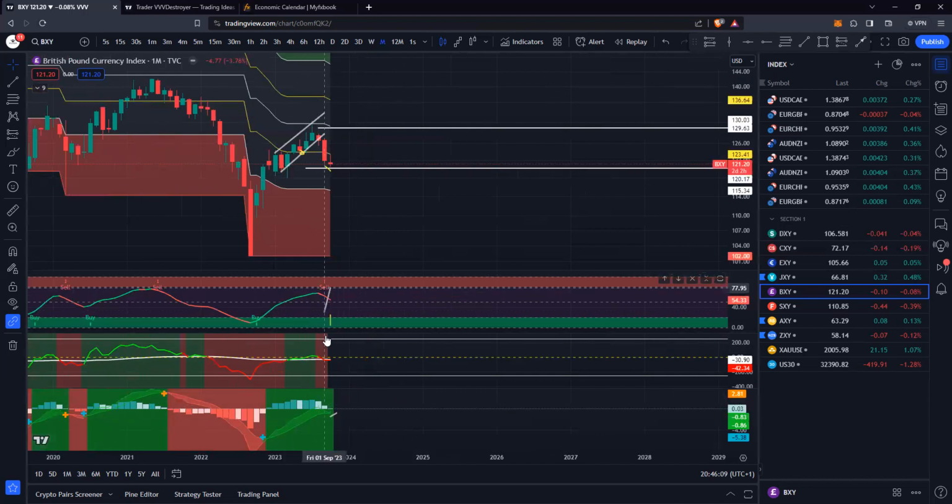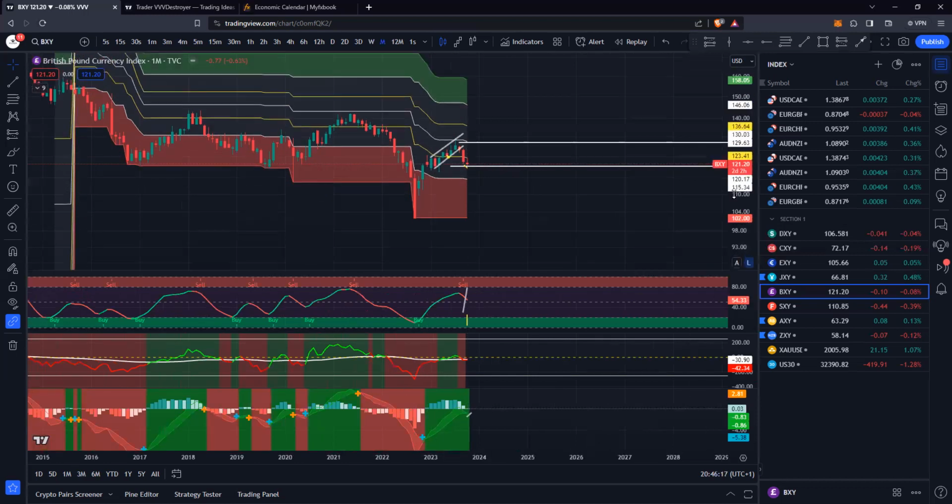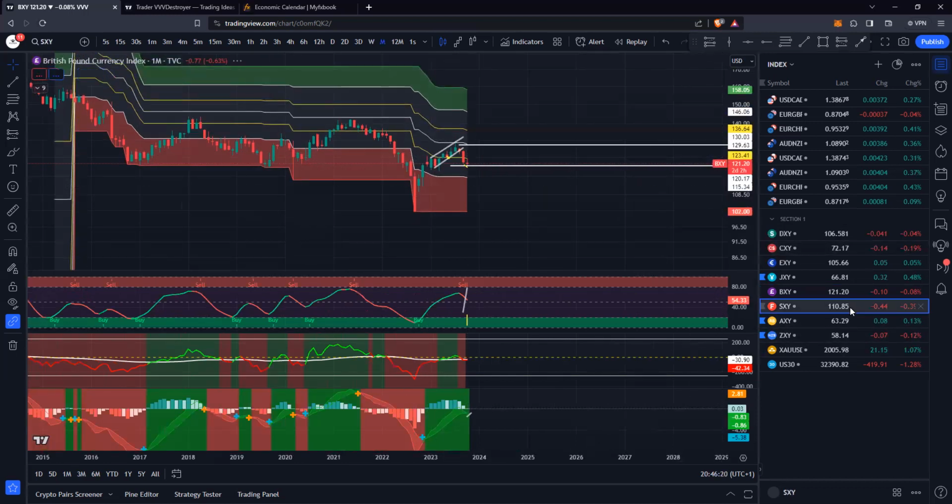And on the monthly, we got a sell signal, we got the Rama cross, and here is also a tiny little volume level. So I would expect more a bearish scenario from the BXY.